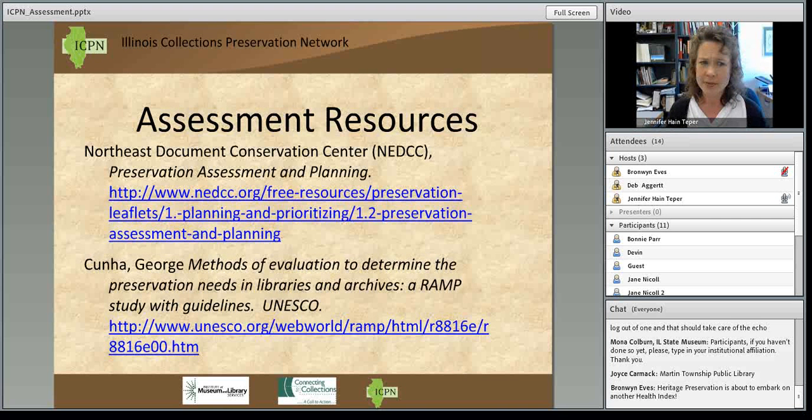And then lastly, old, I will admit, I think it's 88, but still exceedingly useful for libraries and archives is the RAMP study put out by UNESCO. RAMP is the Resources for Archives and Museums program. And it does records and management program, and it is George Cunha, who actually started the NEDCC, to loop back to the previous one, actually put out this document that was one of the first really comprehensive approaches to looking at archives and record storage and the preservation assessment of archives and record storage holdings.